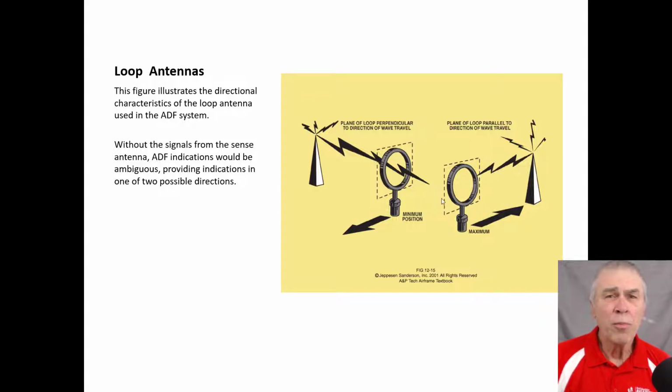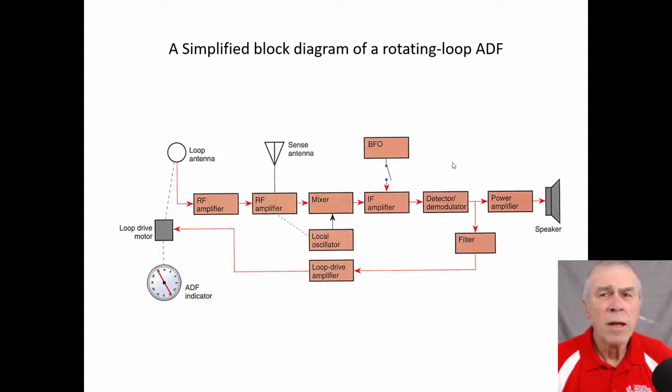Again, here are our loop antennas showing you, yes, when you're equivalent to your wings, you get a strong signal. But when you're equivalent to the nose of the aircraft, you're not really getting much of a signal. I guess that's what they're trying to show us there. A block diagram. I guess this is a simplified version of the rotating loop antenna.